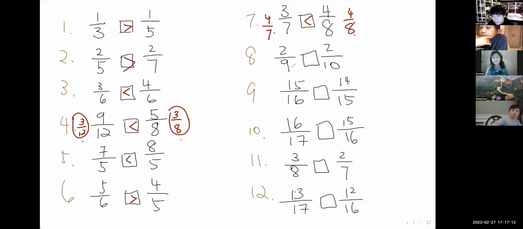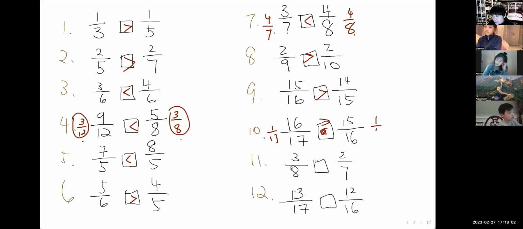Alexander, why are you crying? 2/9, 2/10. So which one is bigger? Can you tell me if it's bigger than or smaller than? Bigger than. Very good. Number 9, Amelia, 15/16 and 14/15. Bigger than. Bigger than. Good job. Eleanor, 16/17, 15/16. Smaller than. Okay. Smaller than. Really? Let me see. This one is 1/17. Bigger than. Right, bigger than.